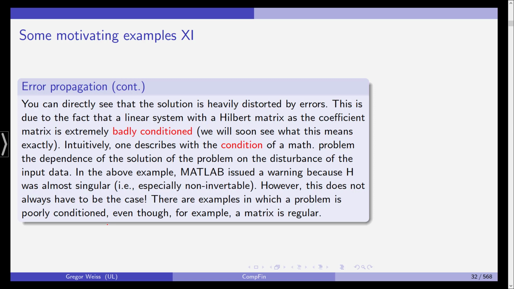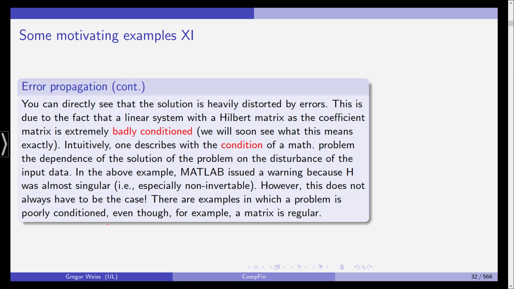We'll later on see what this means, but intuitively it describes the problem that a mathematical algorithm or mathematical problem itself leads to a large error propagation. So you have a small error and it's propagated and actually increases in size simply because of the condition of a problem. And this does not always have to be the case.